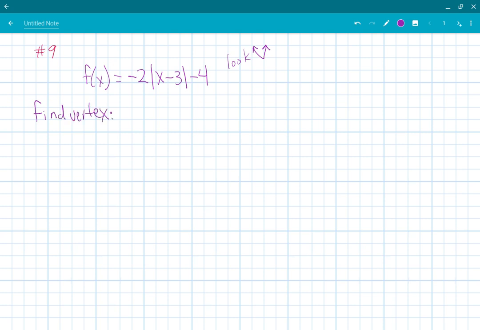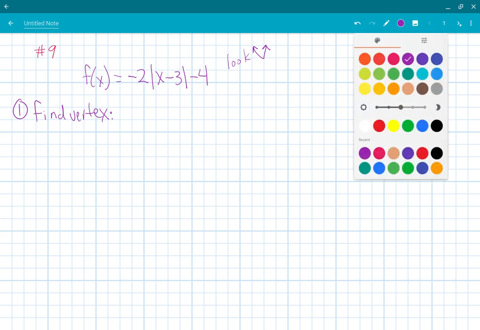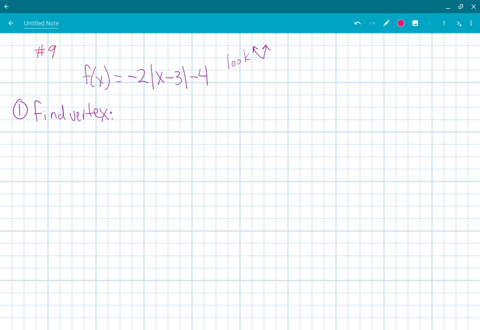All right. And what do you recommend to do to find the vertex? I recommend you find the x that cancels -3, right? And what x cancels -3?